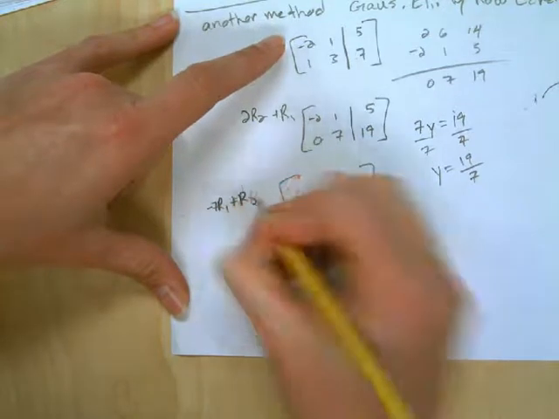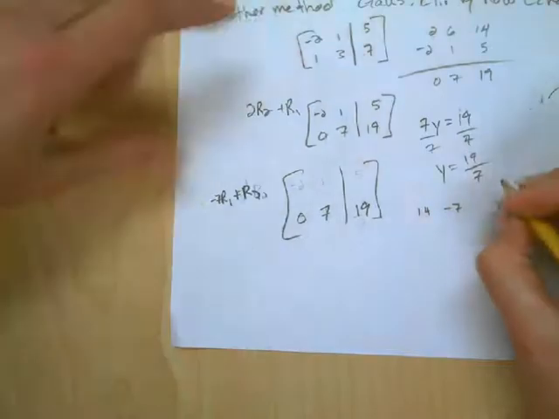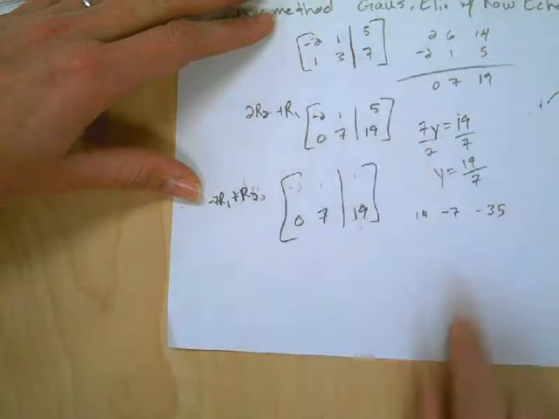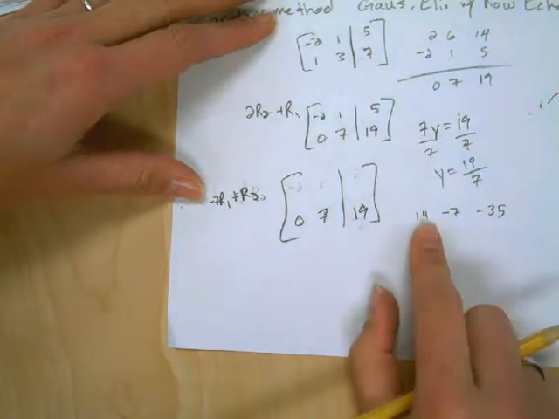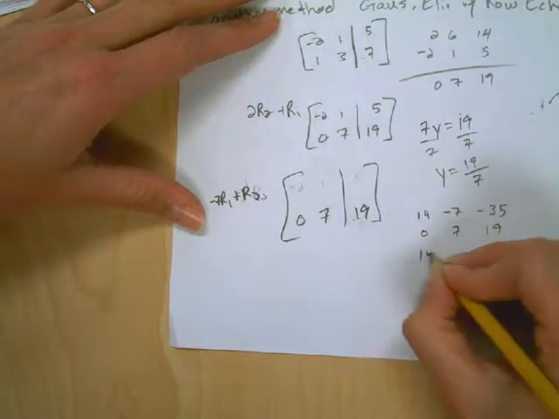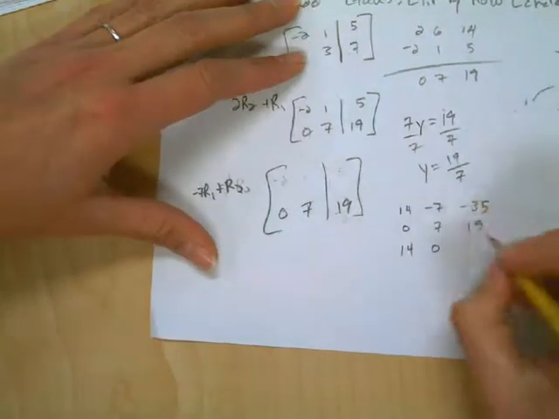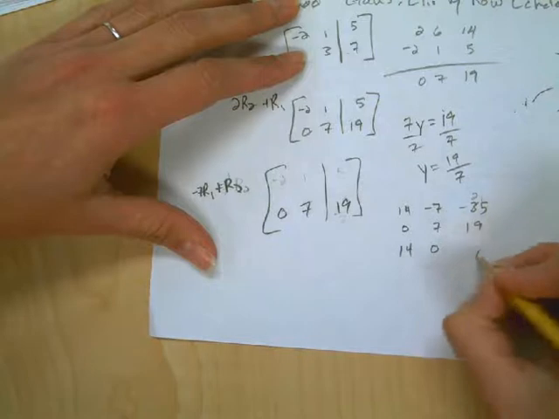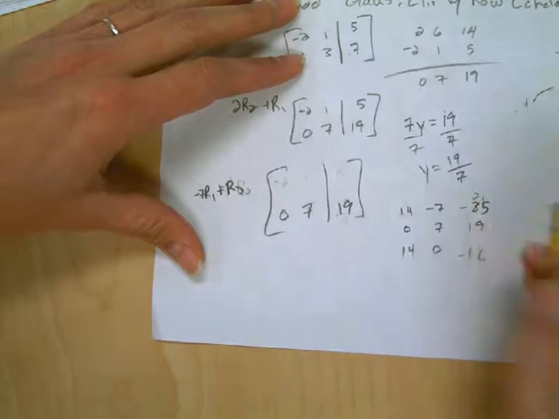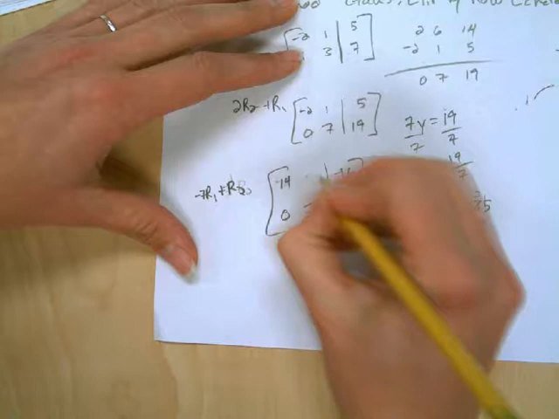And then when I add 0, 7, 19 to that, that would give me 14, that would give me 0, and that would give me, ooh, goodness, 6, -16. Okay, so -16, and then 14 and 0. Okay, so now from here I just need the 1, now that I've gotten rid of all of that. So then my very last step is 1/14 of this one up here.